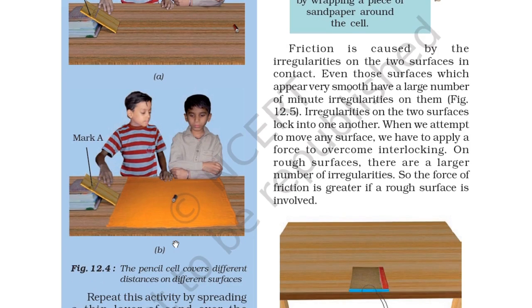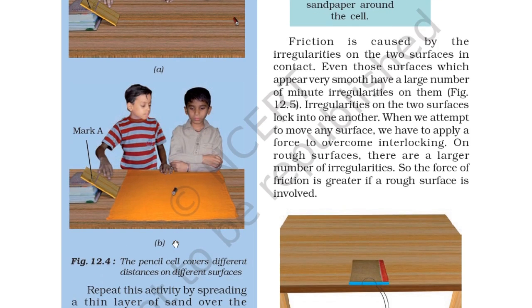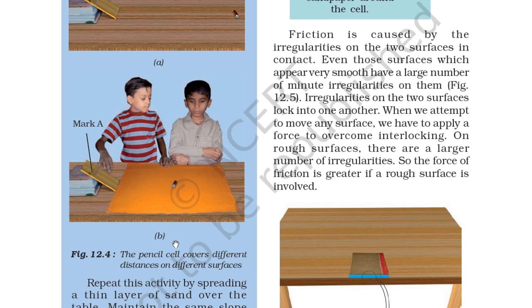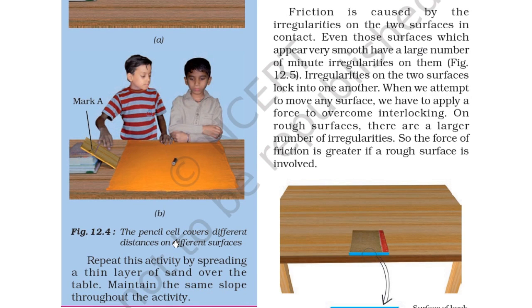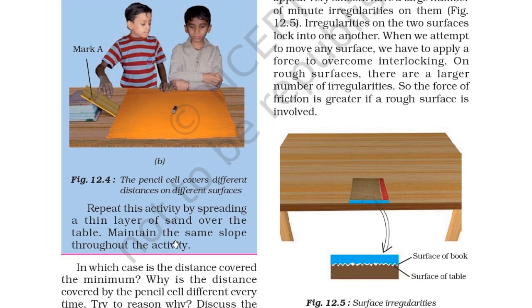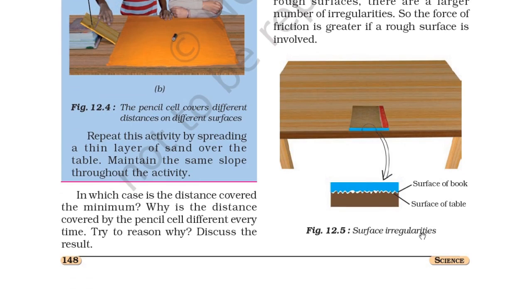So friction is caused by the irregularities on the two surfaces in contact. Even those surfaces which appear very smooth have a large number of minute irregularities on them. Figure 12.5 shows that irregularities on the two surfaces lock into one another. When we attempt to move any surface, we have to apply force to overcome the interlocking. On rough surfaces, there are a large number of irregularities, so the force of friction is greater if a rough surface is involved. So you can see the surface of the book, this is the surface of the table. You can see here it is magnified, and you can see here the irregularities.